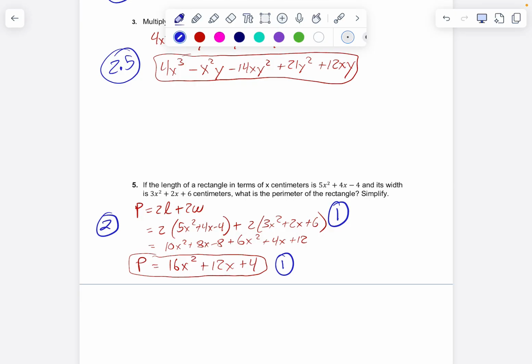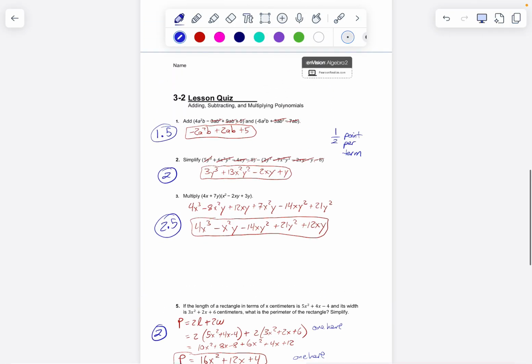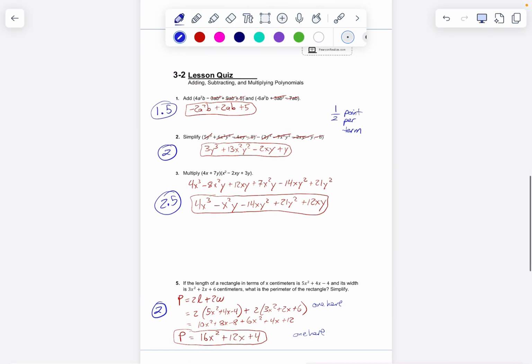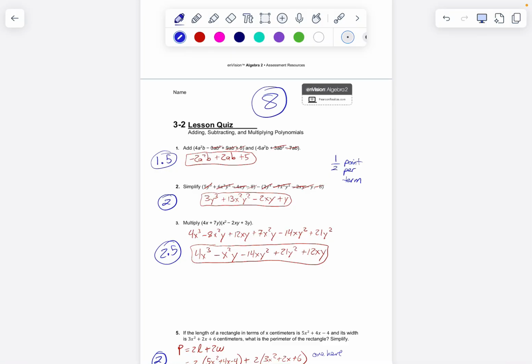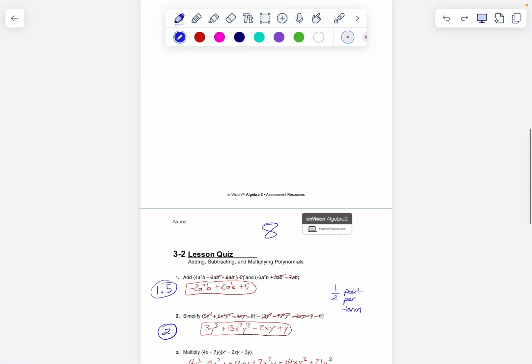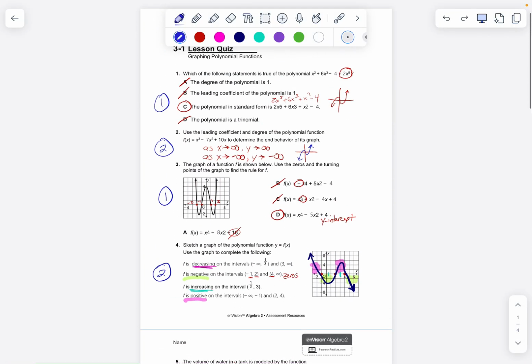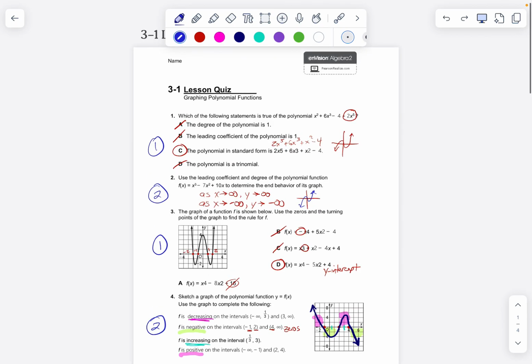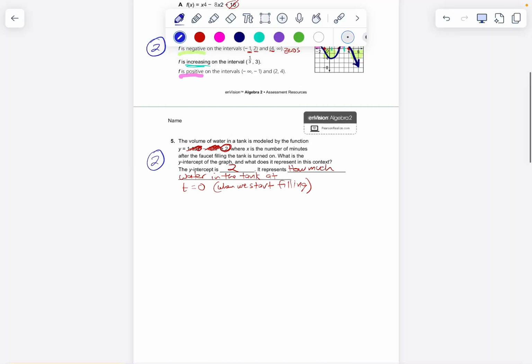Okay. That's going to make it look like that's worth 4. Let me fix that. 1 here, 1 here. All right. So this page is worth 4, 6, 8. Don't circle it. And 8. So this is 16. Go ahead and put the total out of 16, please.